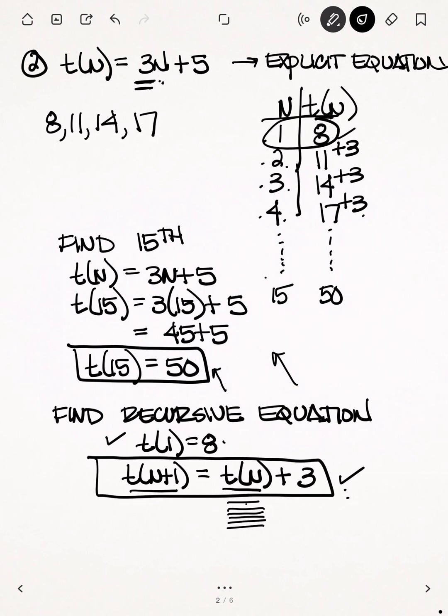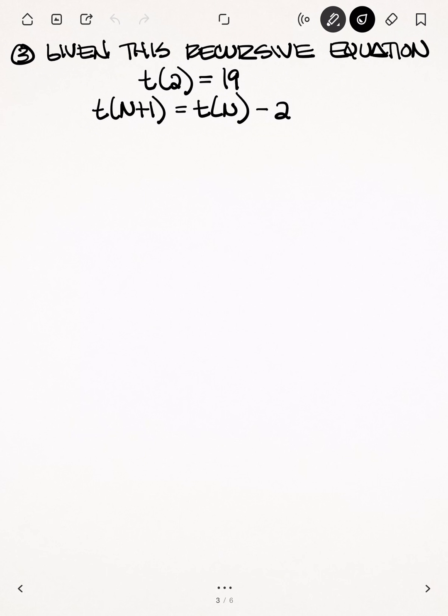Okay, next problem. Now they're going to give me a recursive equation. Notice they gave me the starting point. They're saying the second term is 19. And then I have this equation. I'm looking for this term, and I have to take the term right before it and subtract 2.